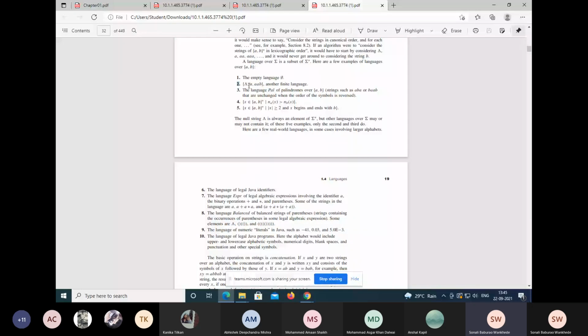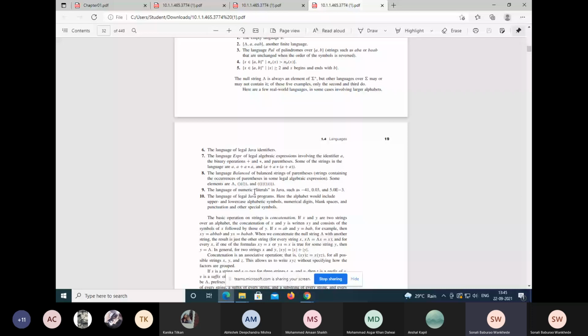Okay, in some of the languages. And what are the other things? Let's have a look at it. There are a few real world languages, in some cases involving larger alphabets.